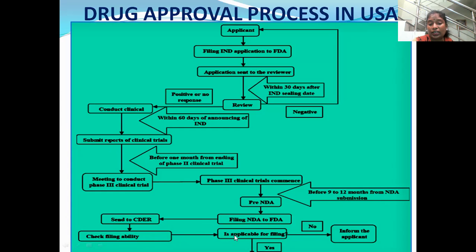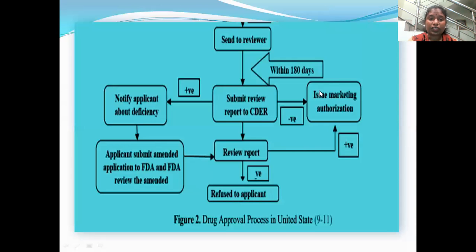If it is okay, it is applicable for the filing. If it is no, this is informed to the applicant, who can verify again and submit more. If they want more information, they will inform the applicant. If it is yes, they will send it to the reviewer, and within 180 days they have to submit the review report to the CDER.